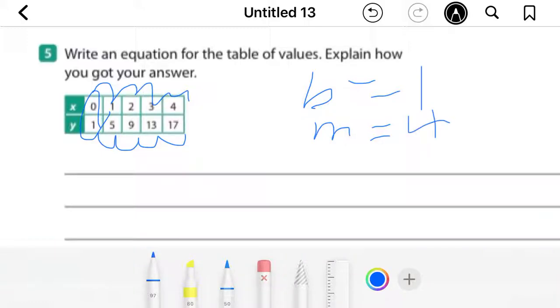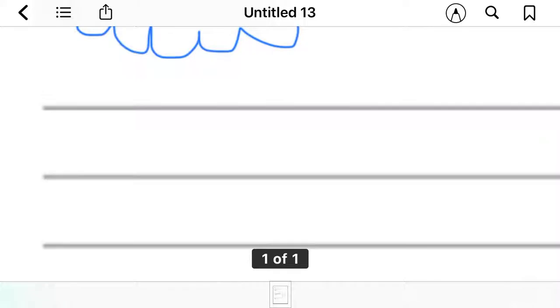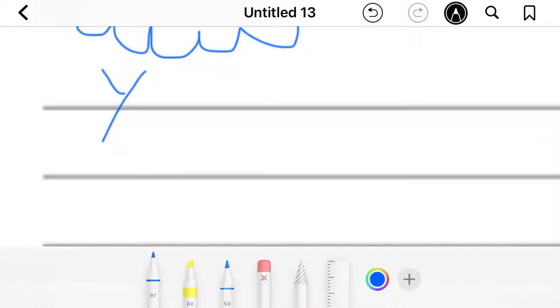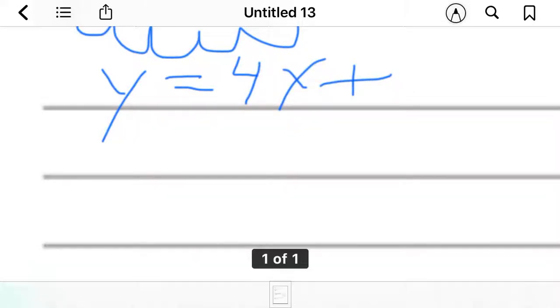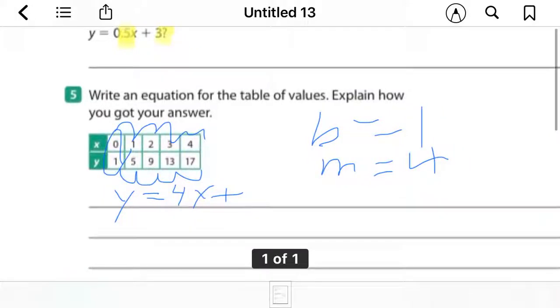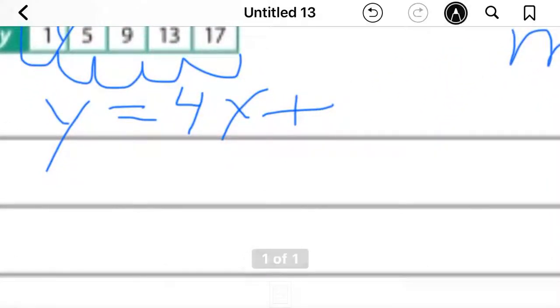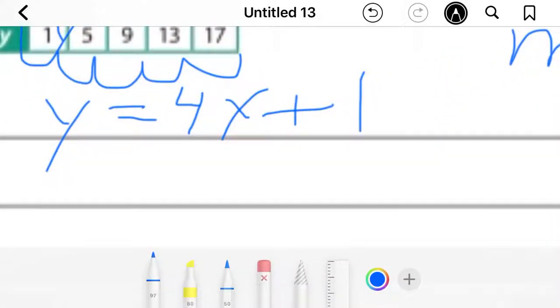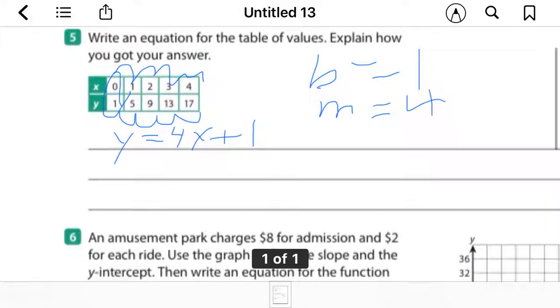So when you put that into y equals mx plus b format, m was 4, so it's 4x plus, what was b? b was 1. So 4x plus 1. Okay, y equals 4x plus 1. So there we go. That's number 5.